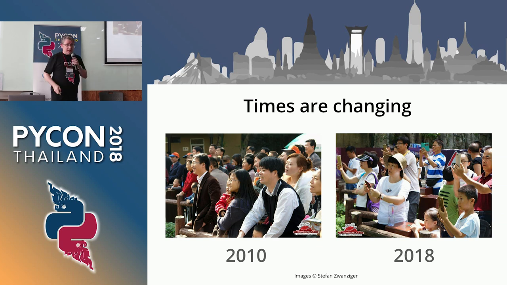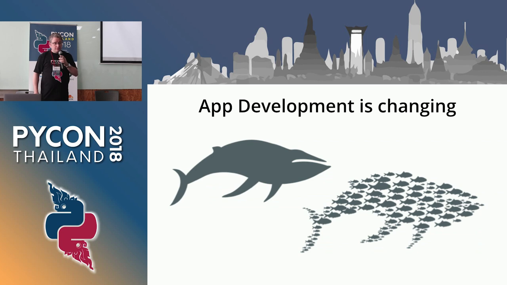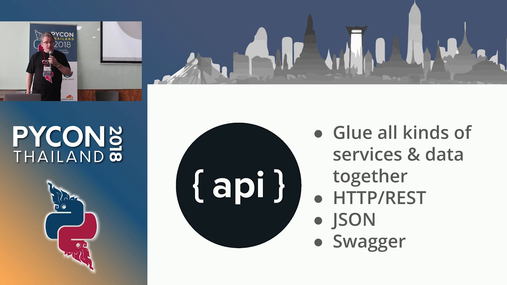So yes, the times are changing. This is not just a technology situation. It's also something that we notice, how technology becomes a substantial element of everybody's lives, right? App development is also changing. We had a few talks yesterday about how we break up monolithic applications, and how we build microservices, distributed applications. And in many cases, we're talking about APIs as the glue to stitch these things together.